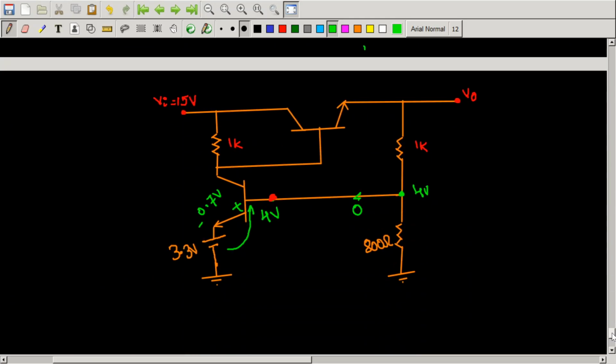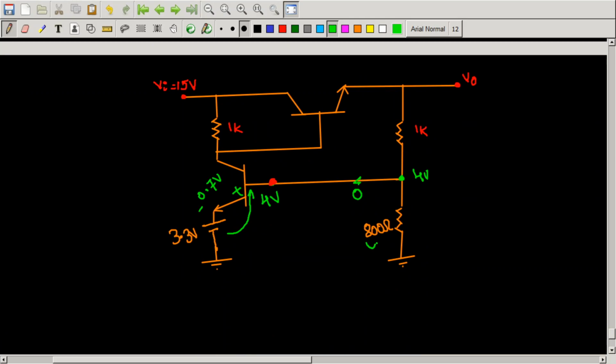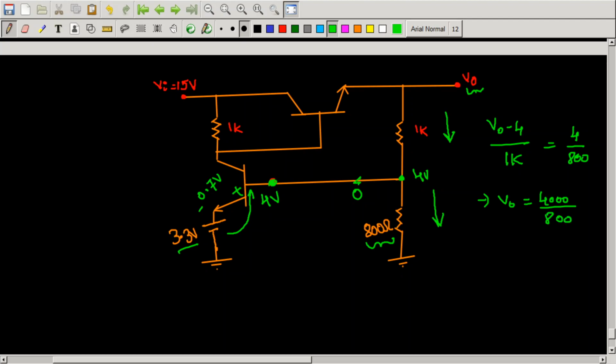What I will do is, I will give the value of R2 already to you, but we should find the value of V0 here. How to do this? All the other things will remain the same. This will be 3.3 volts, so this will be 4 volts. The base currents will be 0. This will be 4 volts. Because the current flowing in these terminals will be equal, (V0 minus 4) by 1k is equal to 4 by 800. That simply gives V0 equal to 4000 by 800 plus 4, that is 9 volts. You got the same answer.